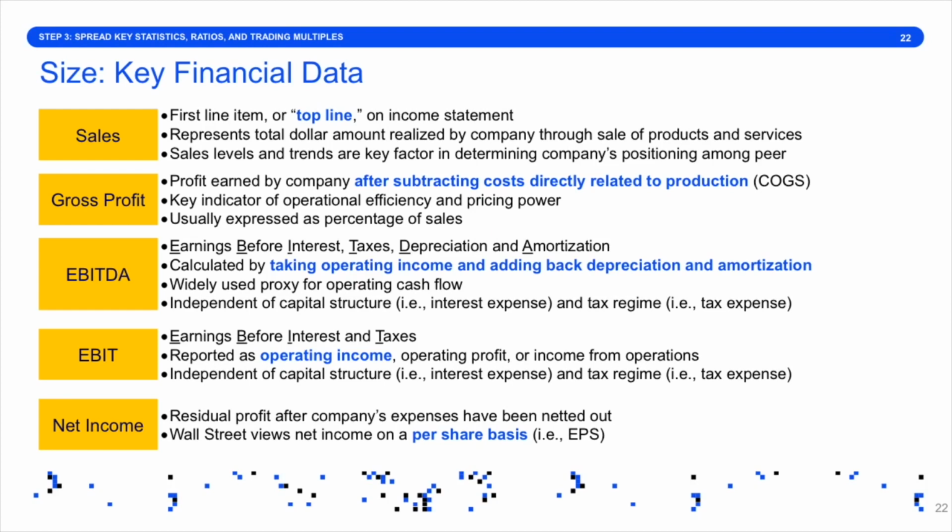Now, one step upward is the EBITDA. And the EBITDA is earning before interest, taxes, depreciation, and amortizations. Now, you will remember from your accounting that depreciation and amortization are nominal charges that you put in your income statement to account for the depreciation of your physical assets, for example, but they don't have a real cash outflow attached. And so it's usually considered like a measure of operating cash flows. Okay?